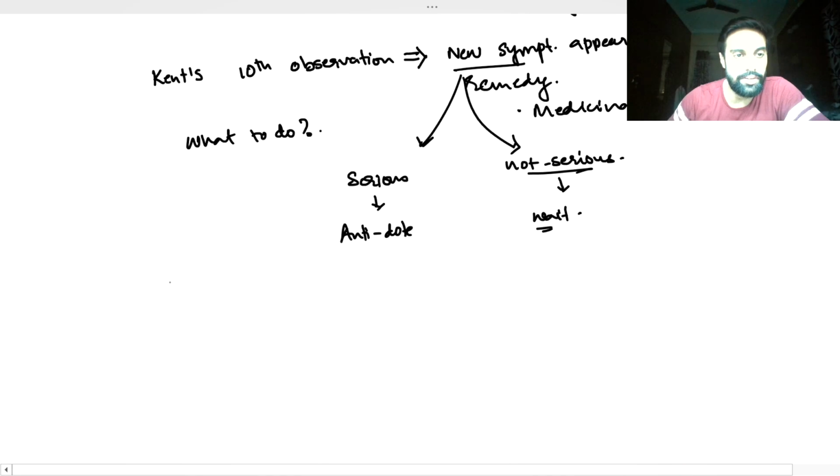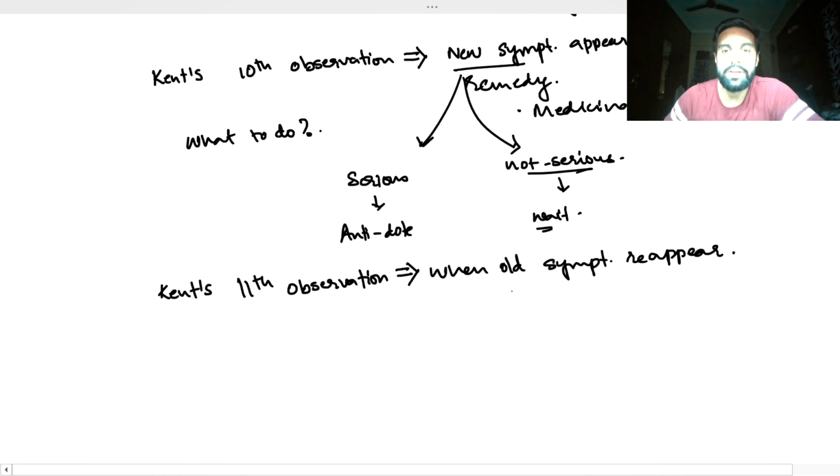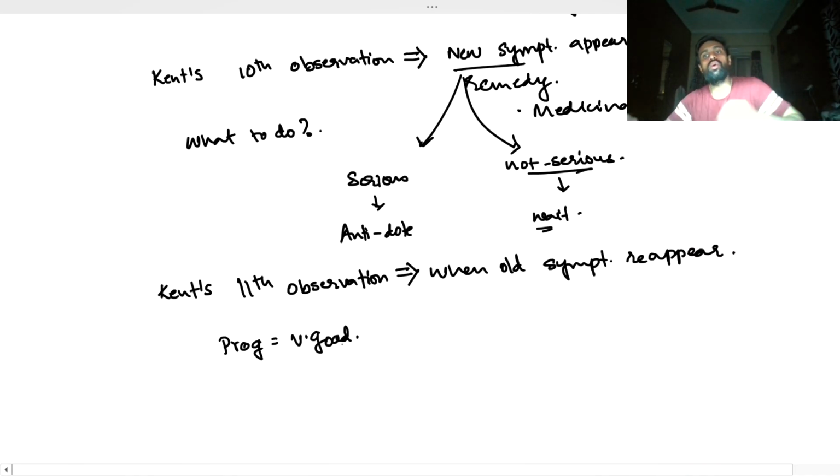Next is Kent's 11th observation. When old symptoms reappear. So the prognosis in this case is good, because if the old symptoms are reappearing, then it means that the medicine is following, or the cure is following Herring's law of cure, right? So it is of very good prognosis.